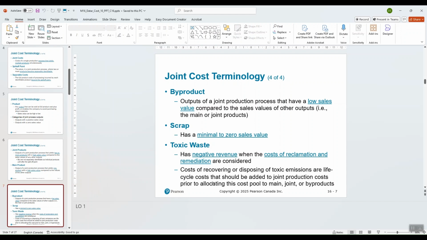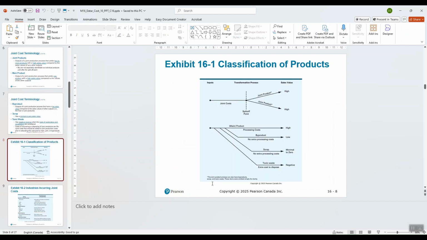And then obviously when you do that, you need to look at those methods that we're going to talk about and allocate those costs either to joint products or to the main product that you are producing from that environment. So here is your diagram that dictates how these kinds of products are created.